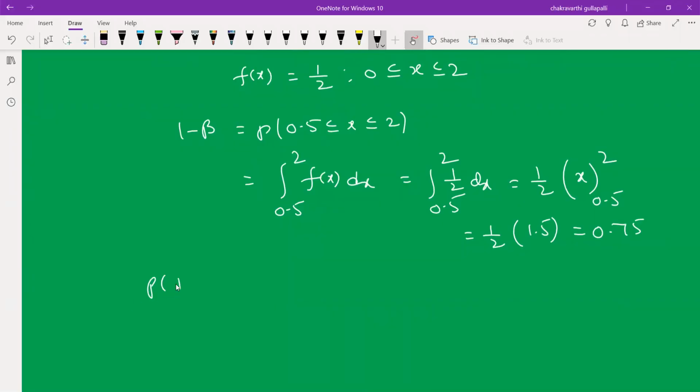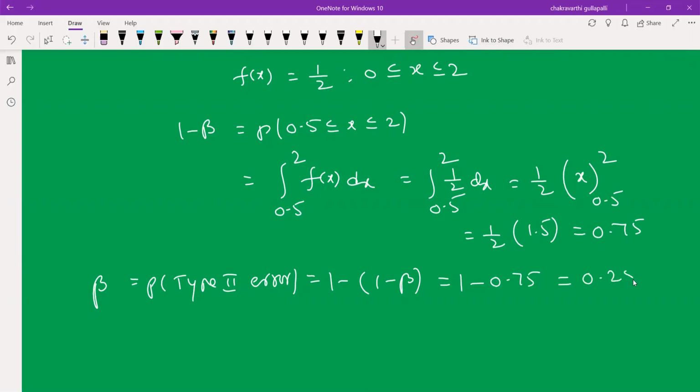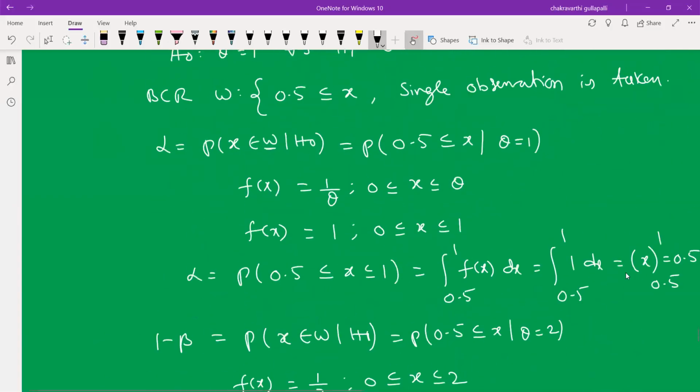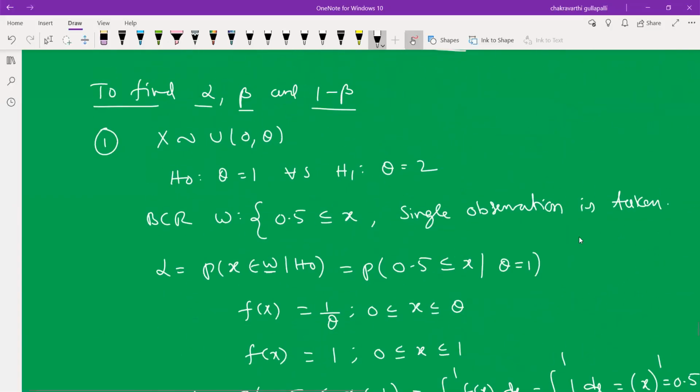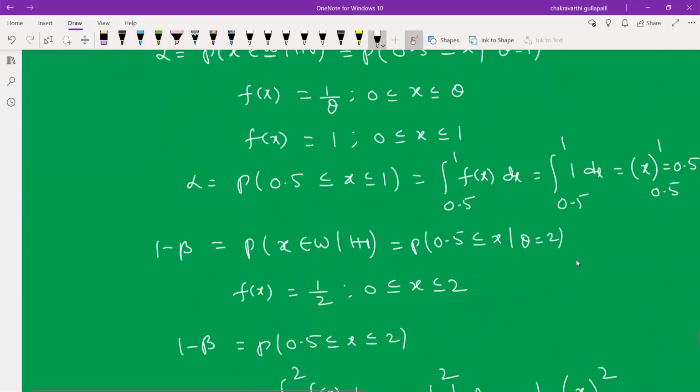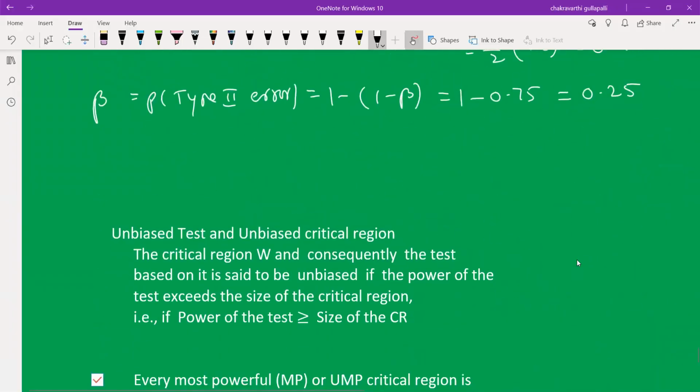Now, the probability of type 2 error. Type 2 error means beta. To get this one, use the complementary statement: 1 minus beta is 0.75, so the result is 0.25. This is the procedure: when the critical region is given, how to calculate alpha, beta, and 1 minus beta.